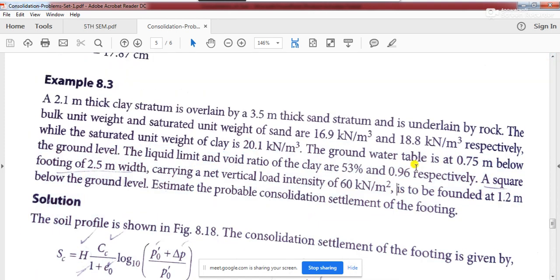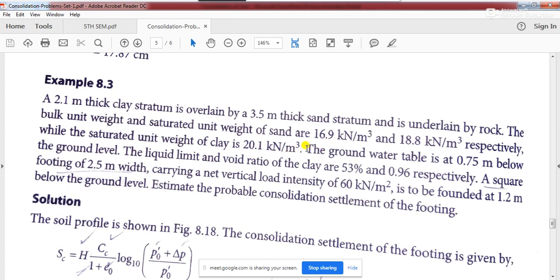So what is being said is the bulk unit weight and saturated unit weight of sand. So the unit weight of sand, that means gamma bulk of sand is 16.9 kilonewton per meter cube, and gamma saturated of sand is 18.8 kilonewton per meter cube. On the other hand, the saturated unit weight of clay, gamma saturated clay, is 20.1 kilonewton per meter cube.